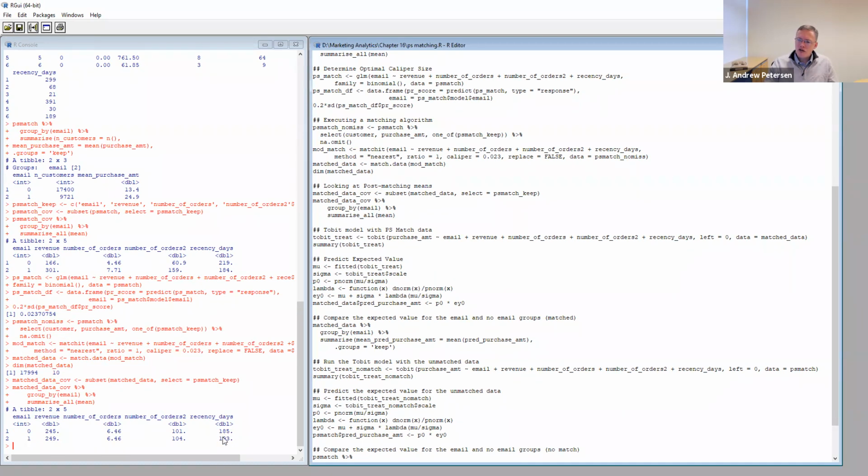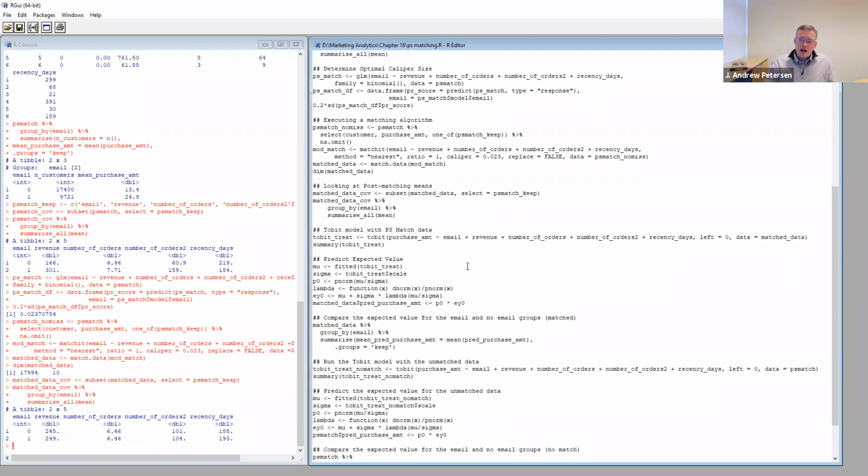So now we have two samples, a no email and an email sample, that are a little more similar in their past behavior. And we can maybe make a stronger argument that the result of the analysis with this group, where we have a matched sample, is going to be a little more representative of the true value of the email campaign. So the next step we're going to do is run the model.